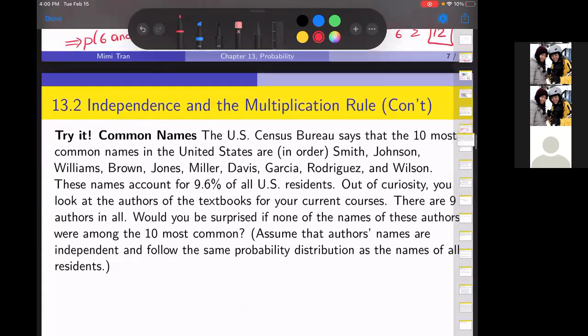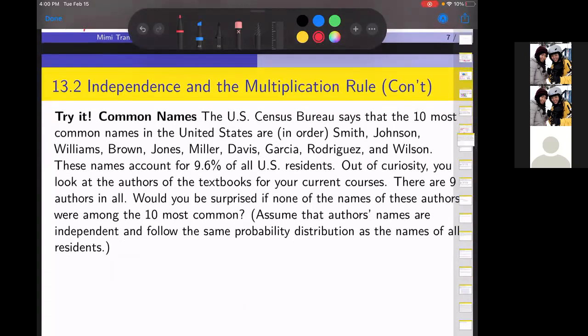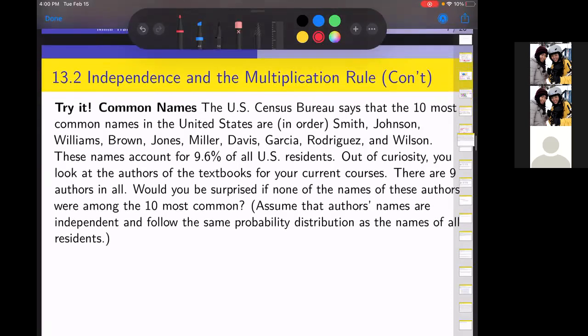All right. Common names. The U.S. Census Bureau says that the 10 most common names in the United States, in order, are Smith, Johnson, Williams, Brown, Jones, Miller, Davis, Garcia, Rodriguez, and Wilson. These names account for 9.6% of U.S. residents. Out of curiosity, you look at the authors of a textbook of your current courses.